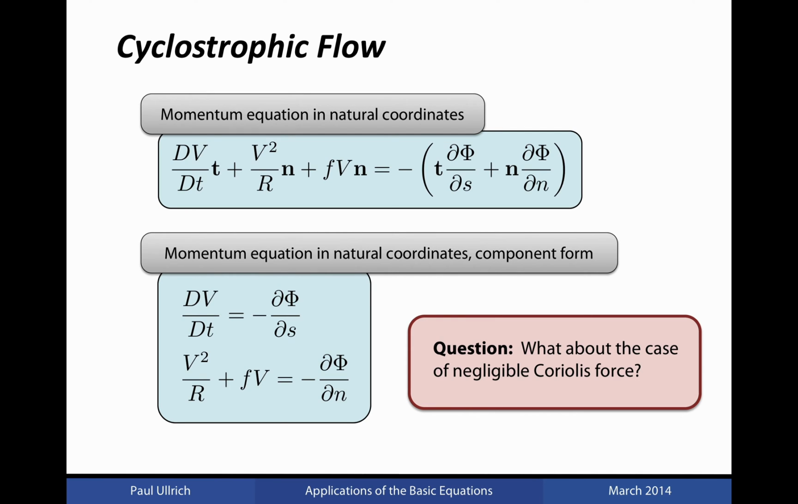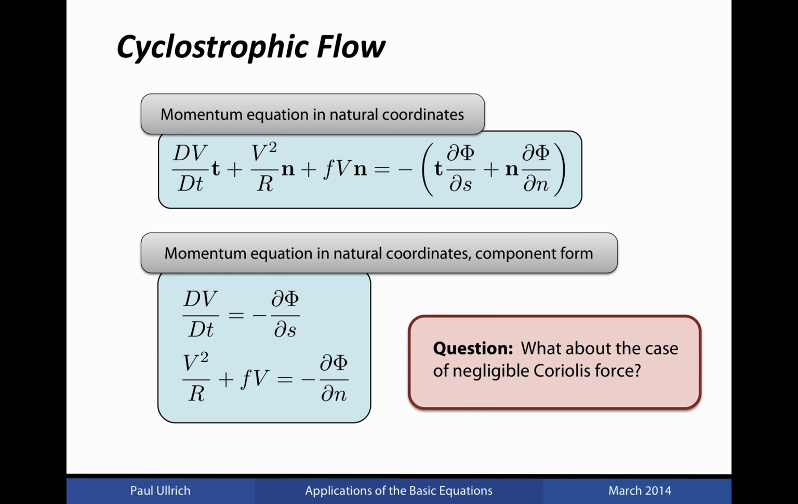Let's first start by looking at cyclostrophic flow. This begins one of the three cases where we basically eliminate one of the terms from the three-term equation of motion that we just derived in natural coordinates, and we look at the force balance that results as a consequence of elimination of that term.